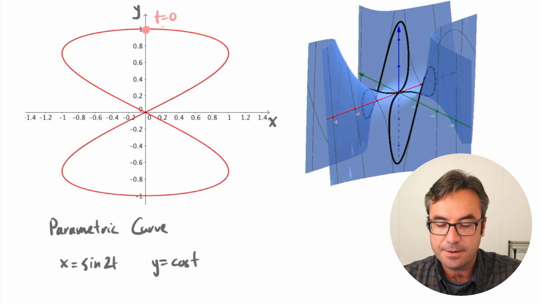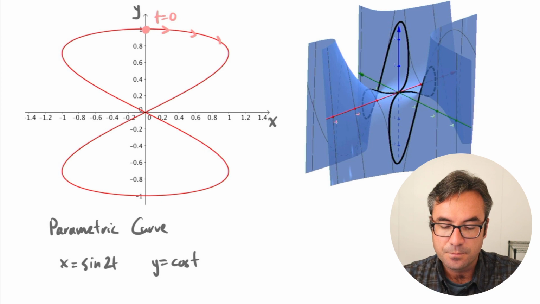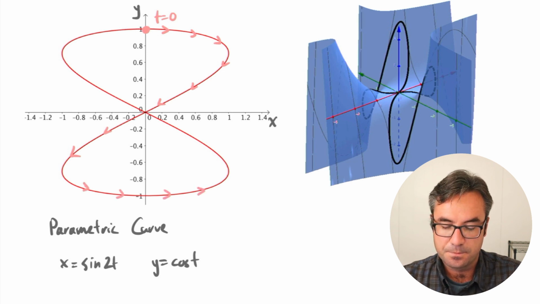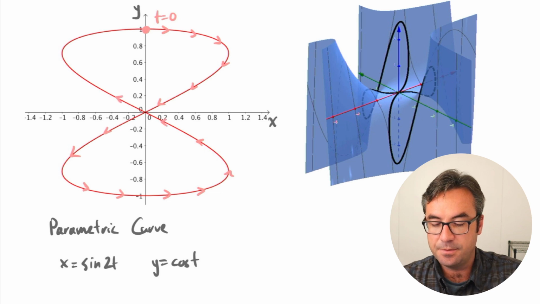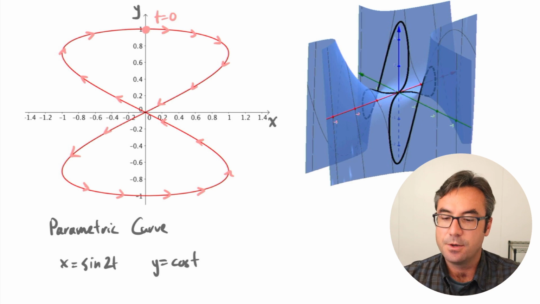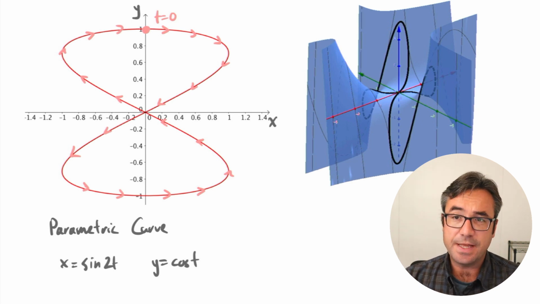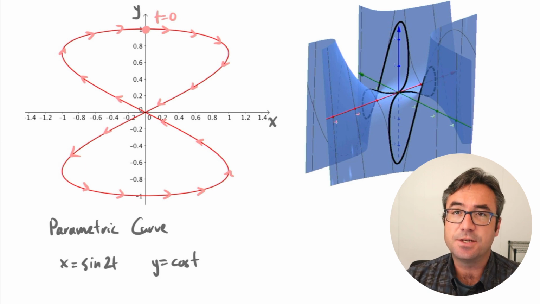So we actually get an orientation here, a direction component, how we're moving along the curve. And then eventually, if we let enough time go by, this is a closed curve, so we get back to where we started. All right, so that's just the x and y equations.